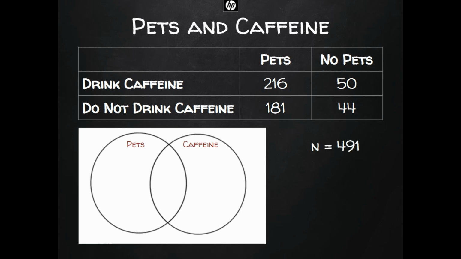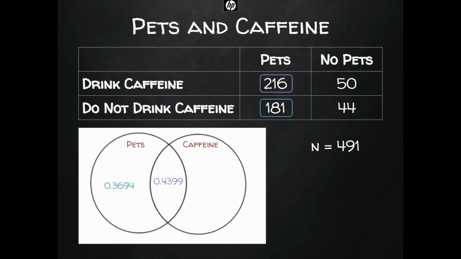By adding up all of the data in the table, we get a sample size of 491. So if we wanted to look at how many people owned pets and drink caffeine, we would look here at this 216, and 216 divided by 491, we get a proportion of 0.4399. That would go in the shared portion of the 2 circles. For those who have pets but do not drink caffeine, we would look at that 181 out of 491, and we get a proportion of 0.3694.